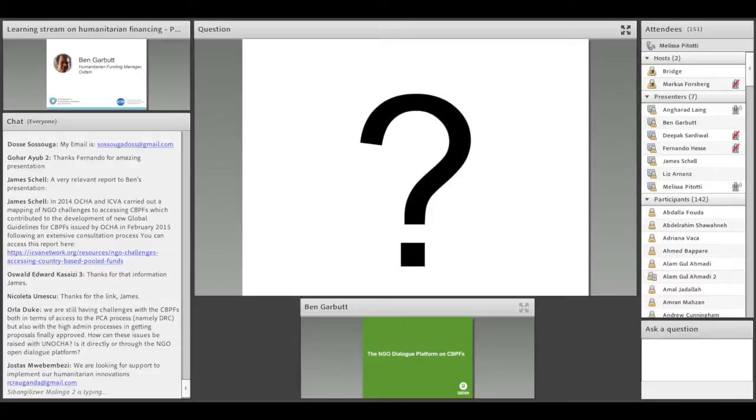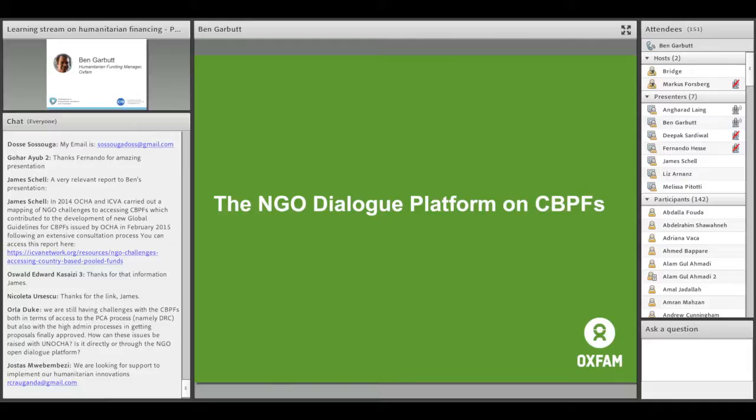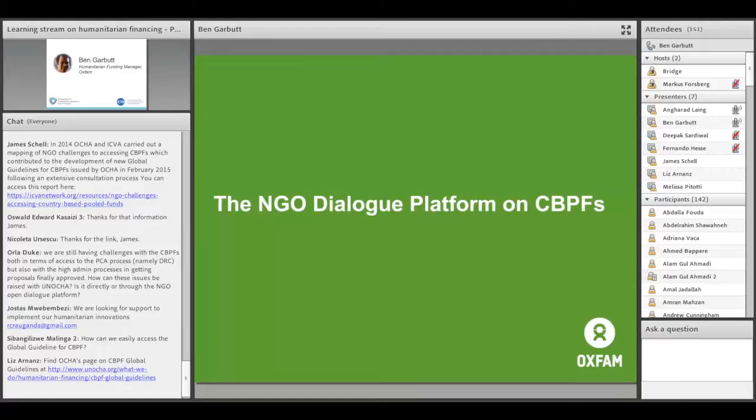Yeah, sure. So at a country level, there are NGO representatives on the advisory board. You should be able to find out who they are. OCHA will be able to tell you in country, and you can elevate your issue by going through them. If you're finding that, for example, you think the processes that are outlined in the global guidelines aren't being followed, or you're finding some deviation, you can go through the advisory board to do that.